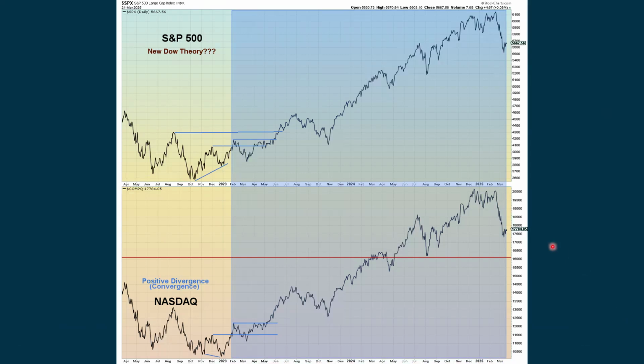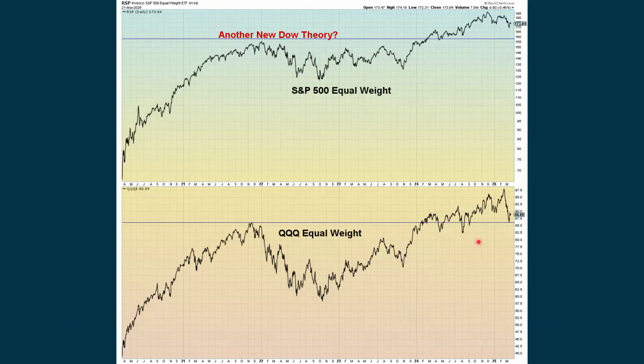And this looks at another way of looking at Dow theory. Instead of using the Dow, we use the S&P, under pressure. Instead of using the transports, we use the NASDAQ, under pressure. We look for divergences. Right now, they're pretty much converging with each other.